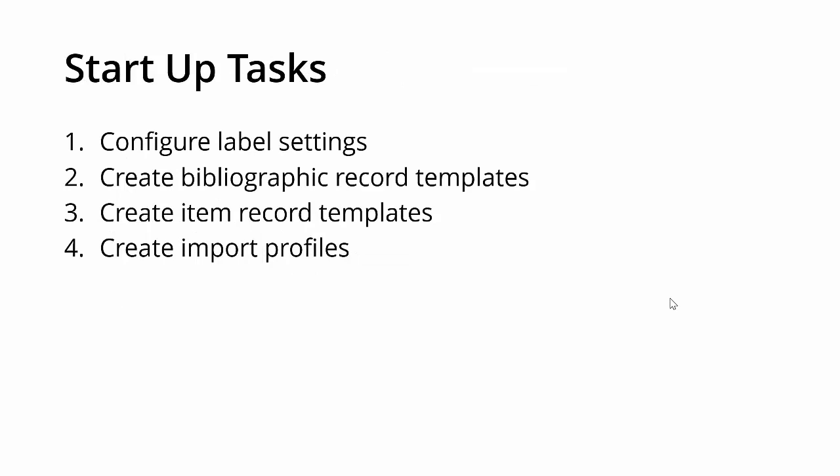Before you begin to catalog, there are several tasks that need to be accomplished. First, set up the client to print the spine labels. The spine label settings can be configured for standard or customized labels. Next, you may want to create bibliographic record templates. However, creating item record templates for every material type and collection combination is required. This is covered in both the cataloging and acquisitions courses. Last but not least, you will need to create multiple import profiles to import records.